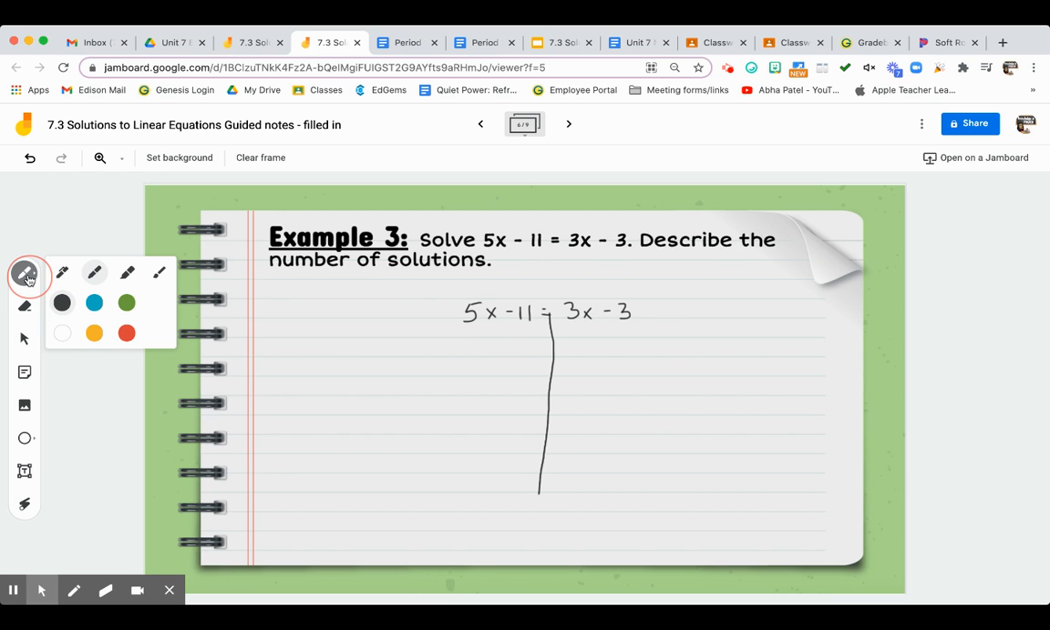All right. So do we have any variables or any combining of like terms on either side? Nothing here on the left side and nothing here on the right side. So we move forward. These are our x terms, our variable terms. So this is my smaller one. I like to subtract or add or eliminate the smaller variable term. So on the left side, you get 2x minus 11 is equal to, these cancel out, -3.